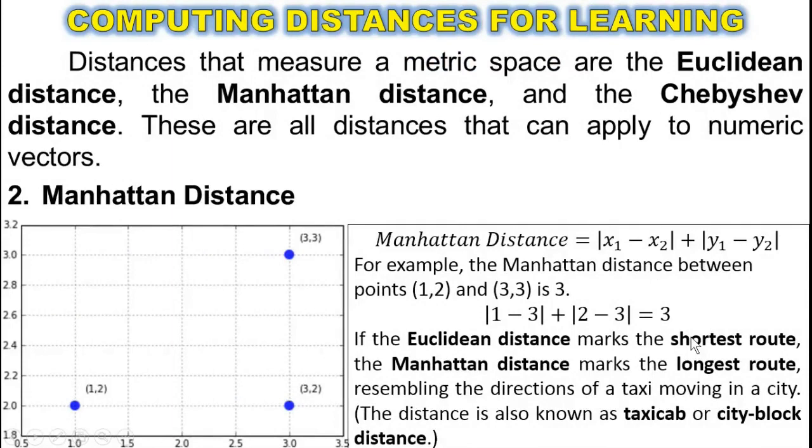Number 2, the Manhattan distance. The formula of the Manhattan distance is the sum of the absolute differences between the 2 points. For example, the Manhattan distance between the points 1, 2 and 3, 3 is 3. If the Euclidean distance marks the shortest route, the Manhattan distance marks the longest route, resembling the direction of a taxi moving in a city. The distance is also known as taxi cab or city block distance.